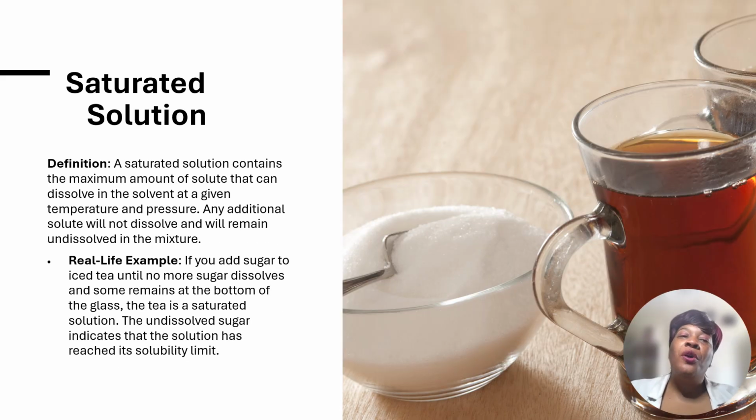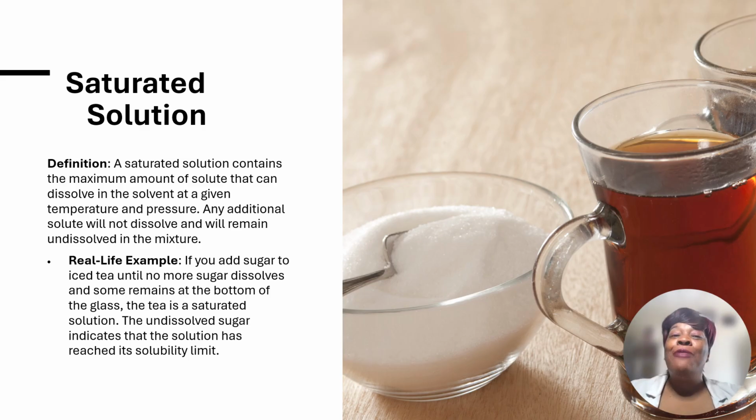Here's one of the first words that relates to solutions that you need to be familiar with on the TEAS exam, and that is saturated solutions. A saturated solution contains the maximum amount of solute that can dissolve in the solvent at a given temperature and pressure. So any additional solute will not dissolve and will remain undissolved in the mixture.